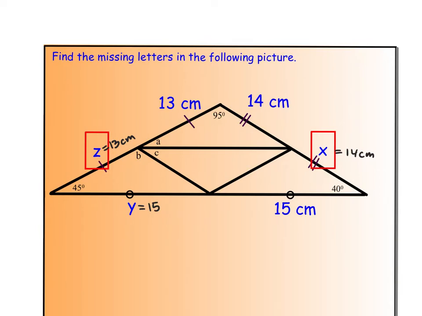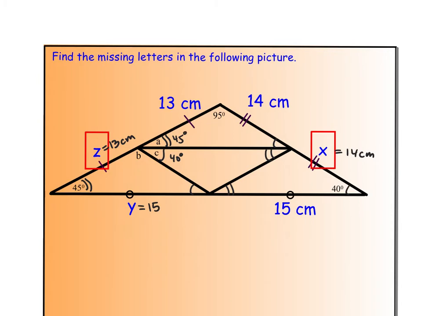Okay, now when it comes to angle measures, I'm looking for angle measures A, B, and C. Well, I could see based on the properties that we saw in the last slide that this angle, which is 40, will be the same as this angle and this angle as well as that. So C will be 40. This angle here that's 45 will be the same as this angle and this angle and this angle. So A would be 45.